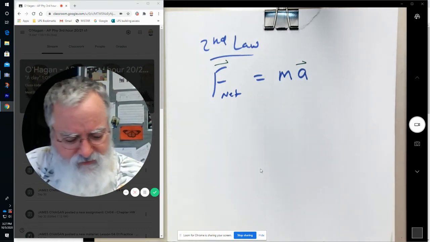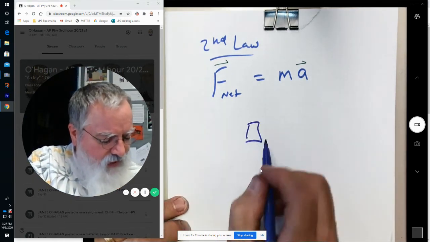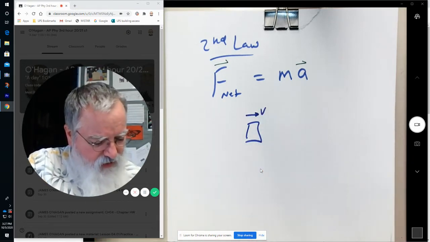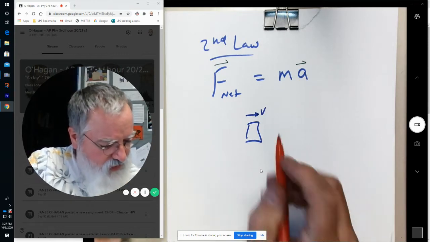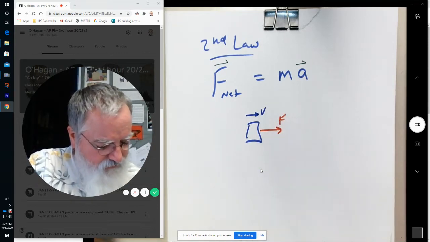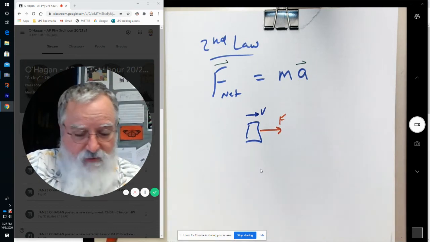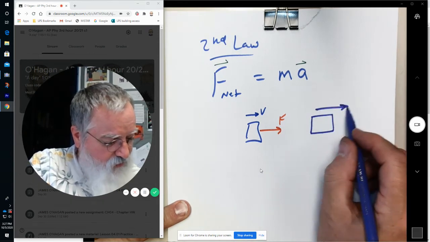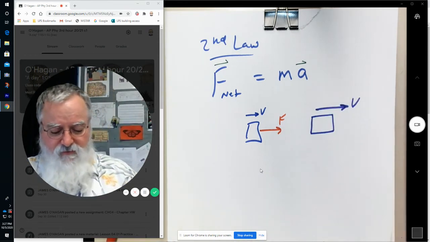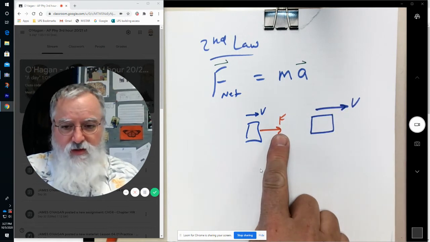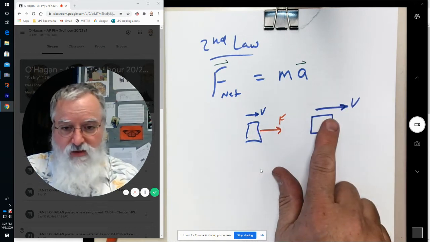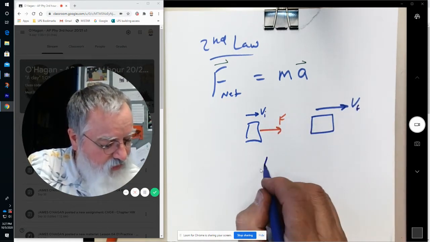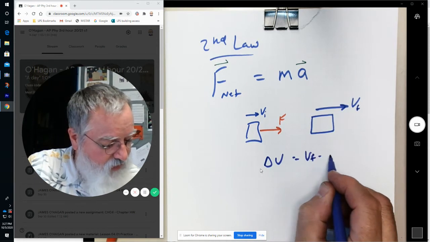All right, let's talk about this. If I've got an object here, moving with some medium velocity, and then along comes a force, and I put this really big force on it. That's going to cause the object, a little later in time, to be moving with a bigger velocity. The direction of the force was also equal to the direction of the change in velocity. So if this is velocity initial and this is velocity final, change in velocity is velocity final minus velocity initial.